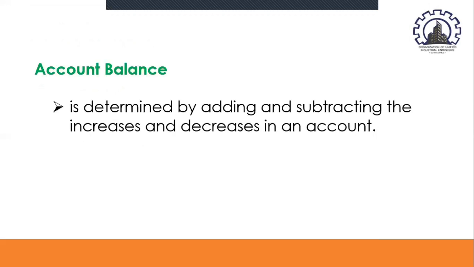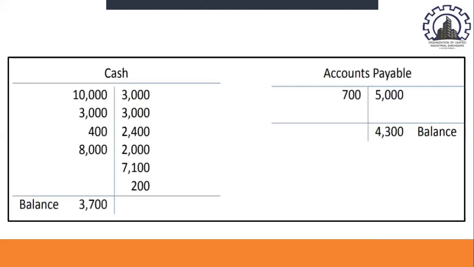Now, as you can see, we also have what we call account balance. And if we say account balance, it is actually determined by adding and subtracting the increases and decreases in an account. Now, as you can see in our example, the $3,700 debit balance in my left side corner, if you can notice that, in the cash account was calculated by adding all the debits and subtracting the sum of the credits. Now, take note, the $3,700 is recorded on the debit side of the T account because the debits are greater than the credits.